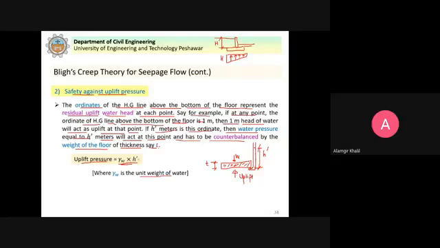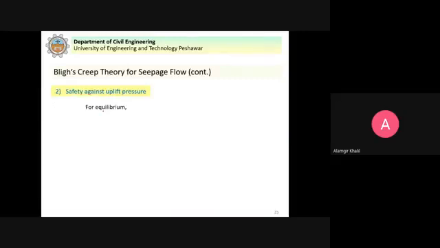So gamma W into H dash, whatever the pressure here, will act up. This will be resisted by the weight of the floor. So the downward pressure will be equal to gamma W into G times the thickness T, where G is the specific gravity of the floor material, which can be concrete. So gamma W, the unit weight of water, into the specific gravity, multiplied by the thickness. Now for the critical condition, these two must be the same for equilibrium. This is the upward pressure and this is the downward pressure due to the weight of the floor.